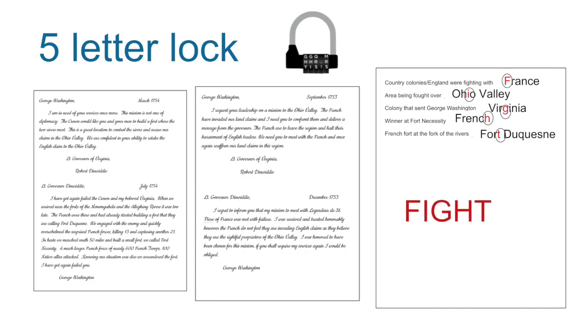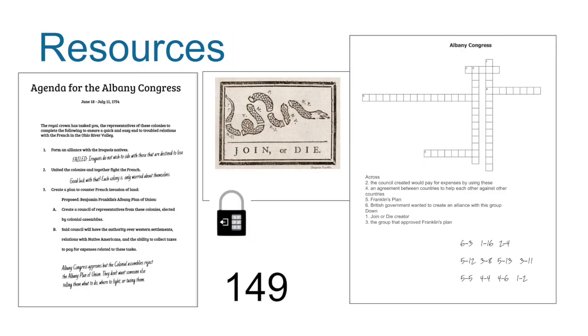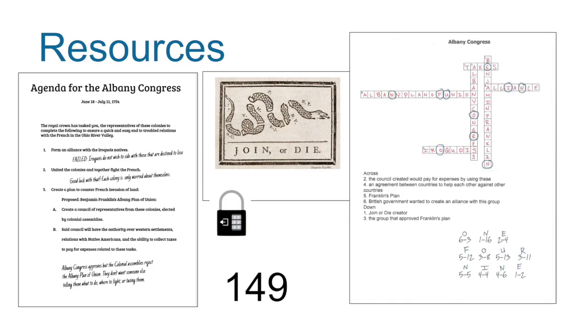They will be handed the next set of clues, which is the agenda for the Albany Congress, the political cartoon, and a crossword puzzle. When the students use the information from the agenda and the political cartoon and correctly answer the crossword puzzle, they will then have to figure out what the numbers at the bottom of the page mean. What those numbers mean is that the students have to go to the 6th clue's answer and look at the 3rd letter, which is the letter O.